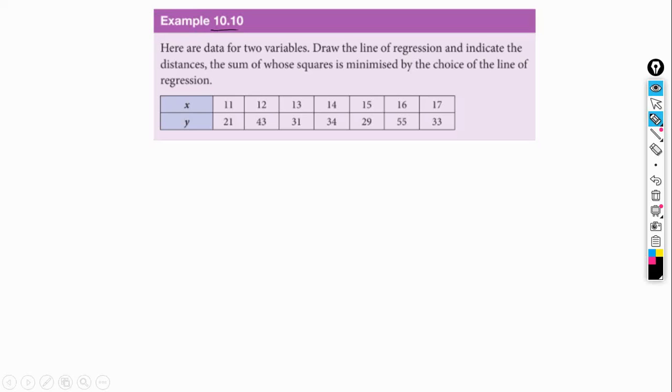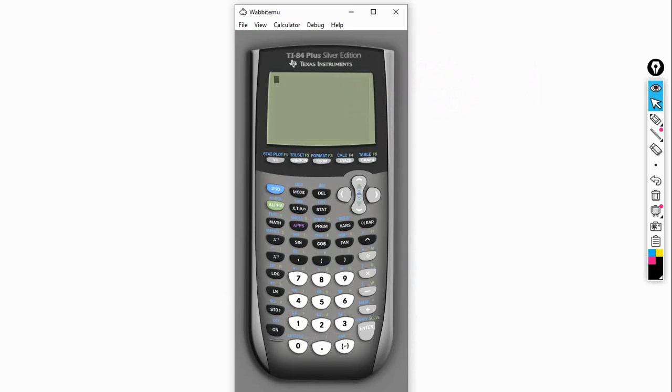So next we have example 10.10, and it says, here are data for two variables, x and y. Draw the line of regression and indicate the distances, the sum of whose squares is minimized by the choice of the line of regression. Okay, so for this we're going to use the GDC. So again, we go to Stats and Edit, and then in List 1, I put in all the x values, and in List 2, I put in the y values.